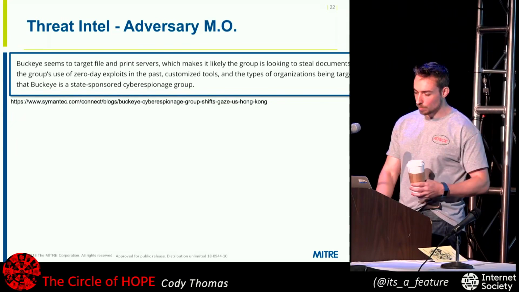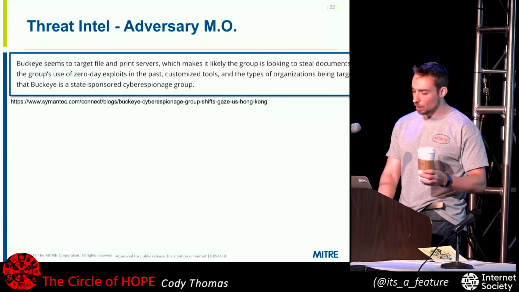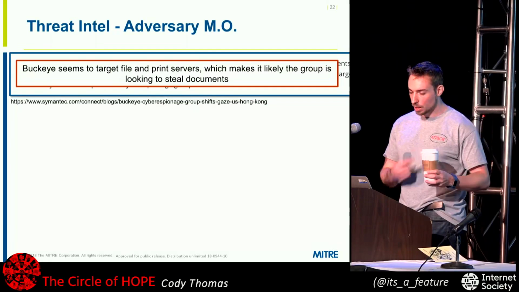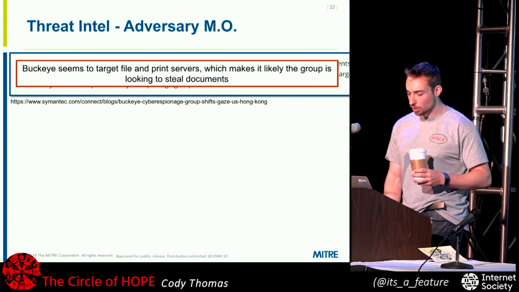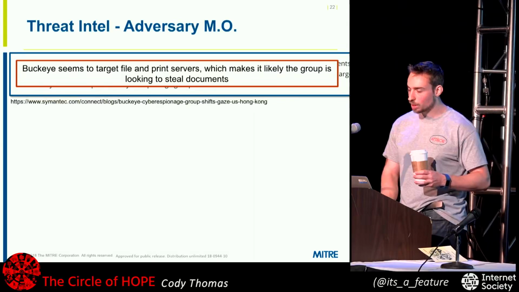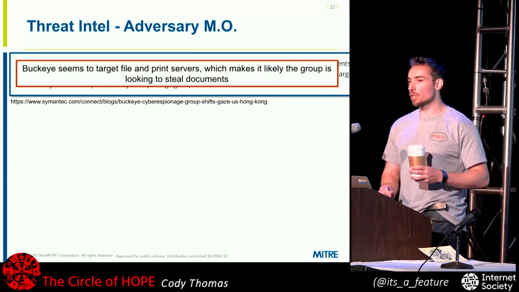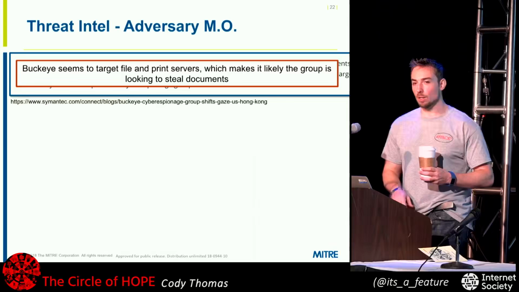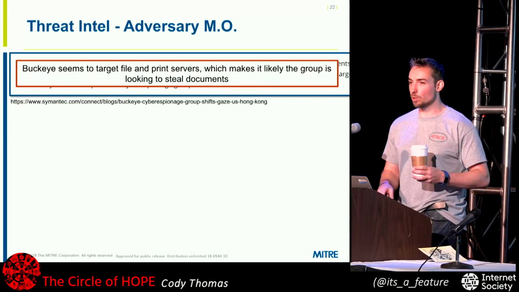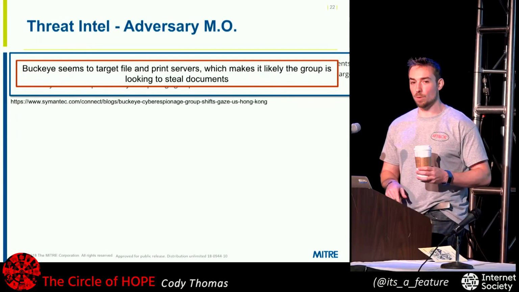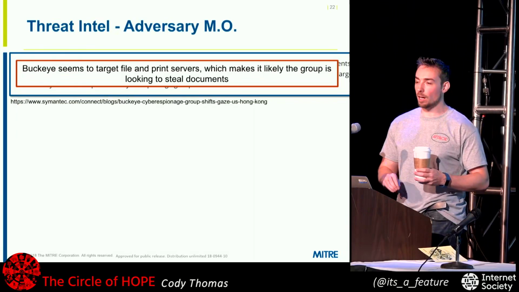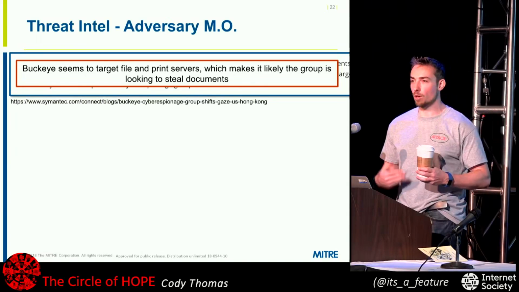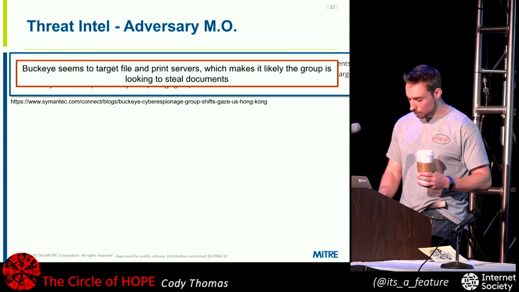So here's an example pulled from Symantec talking about Buckeye, which is another alias for APT3. The interesting part here is they say, Buckeye seems to target file and print servers, which makes it likely that the group is looking to steal documents. So that already gives you some idea of, okay, once I get into the network, I'm not looking for domain admin. I'm not looking to get this specific user's account to troll them. I specifically want to find areas in the network that have high concentrations of documents so that I can steal them. It gives you more of a rationale of why you're even attacking this network in the first place.